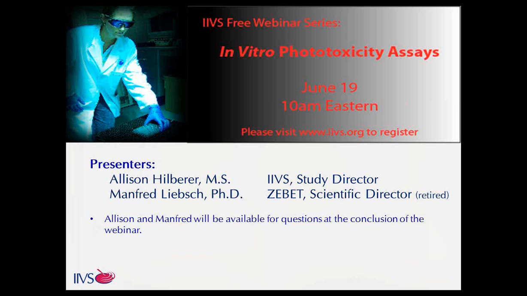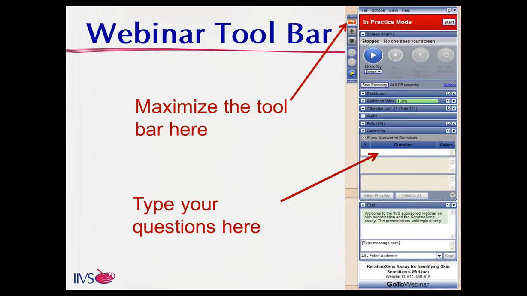Today's webinar will cover practical experiences and current perspectives on the use of the in vitro 3T3 neutral red uptake phototoxicity assay, which is OECD Test Guideline 432, and the use of reconstructed human epidermis models for phototoxicity testing. We will provide a general overview of the use of the assay, and we'll discuss some recent information and publications. We will close the webinar with approximately 15 minutes of question and answer time.